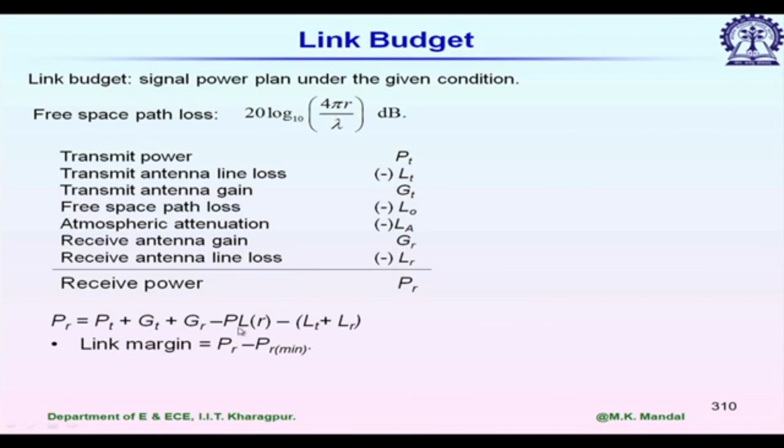So, here PL as a function of R represents the path loss. In the table, free space path loss we are considering by L naught, and in decibel scale we represented it by PL(R).